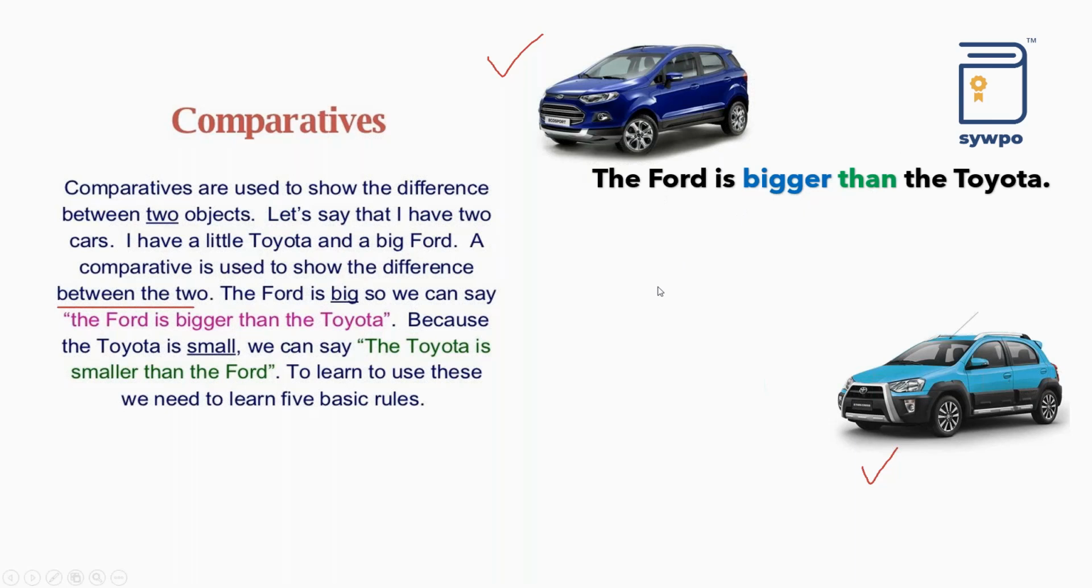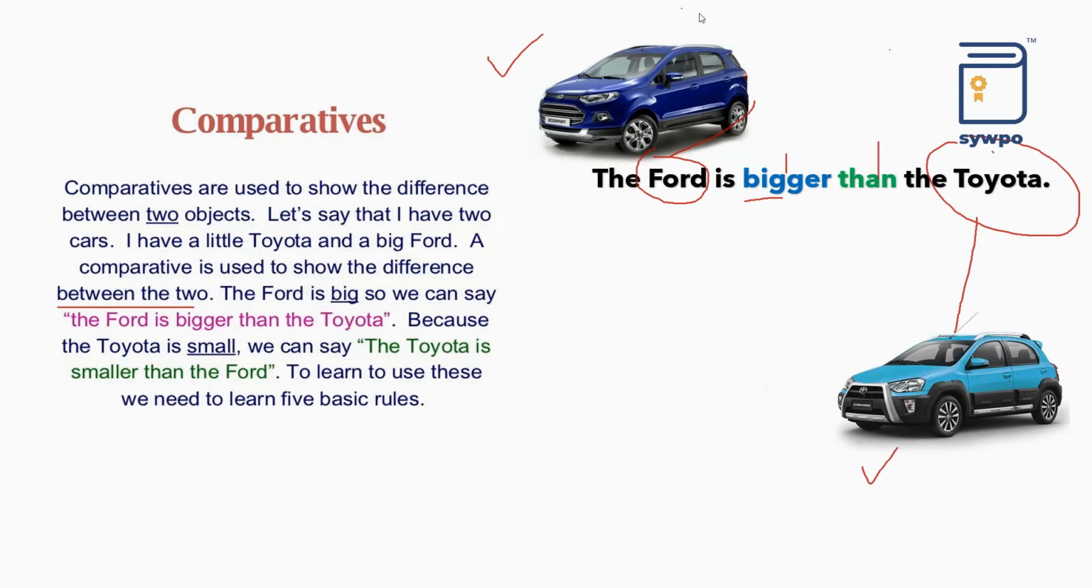So I'm comparing the difference between two. Number one is Ford and number two is Toyota. Here you have number two, the Toyota. So you have one car here and the other car here. So I'm comparing the two cars and I'm comparing their size. Toyota is small and Ford is big, so I have bigger than Toyota.